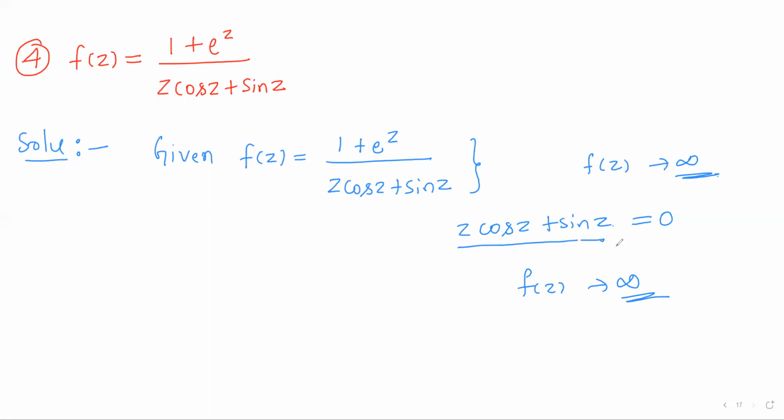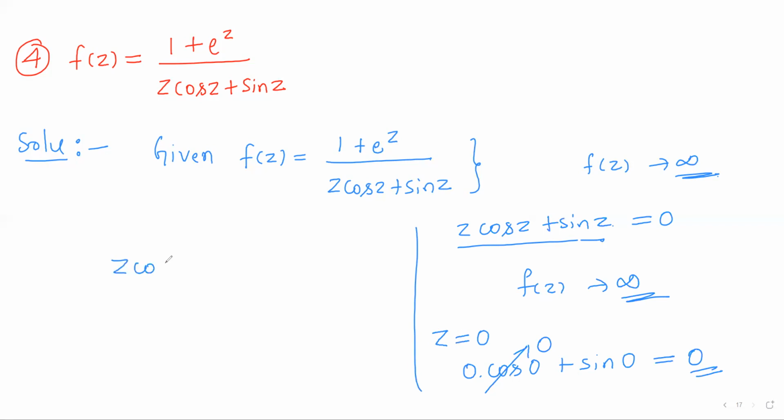Now the question is when this function will be equal to 0. One possibility you can directly observe is if I put z is equal to 0, then 0 into cos 0 plus sin 0: anyhow this is 0, sin 0 is also 0, so we get 0. And we can also observe that there are no other points at which the denominator function is 0. We can justify that like this also. z cos z plus sin z is equal to 0, or z is equal to minus sin z by cos z, or it is tan z.